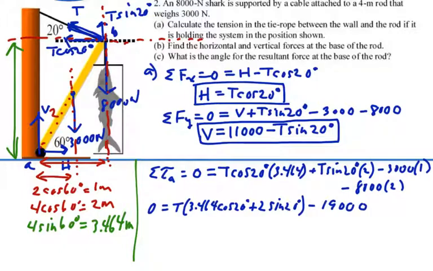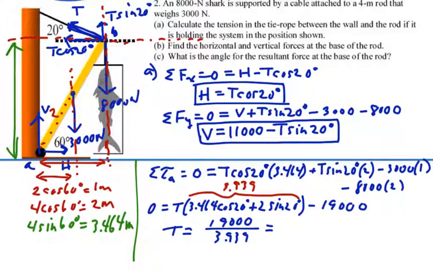Okay, all this stuff right here is 3.939. So, solving for T, we have that T is equal to 19,000 divided by 3.939, and that is equal to 4,823 newtons. So that is the tension in the tie rope between the wall and the rod, 4,823 newtons.